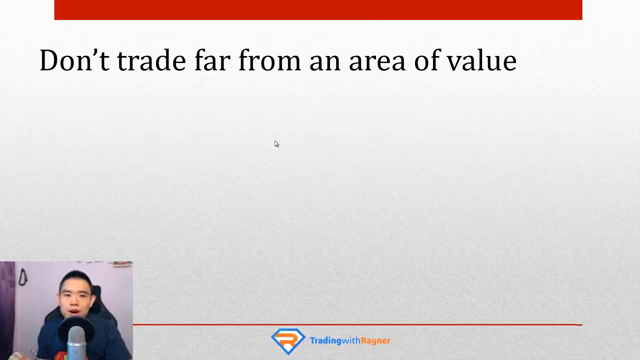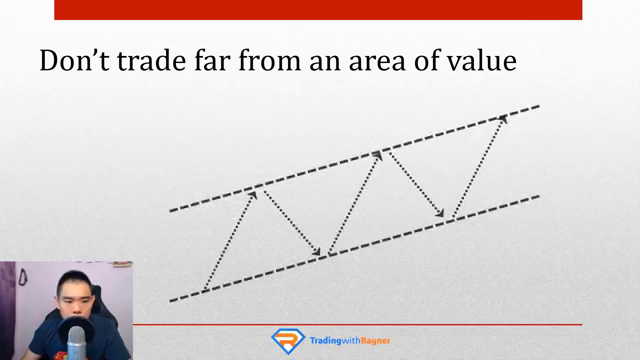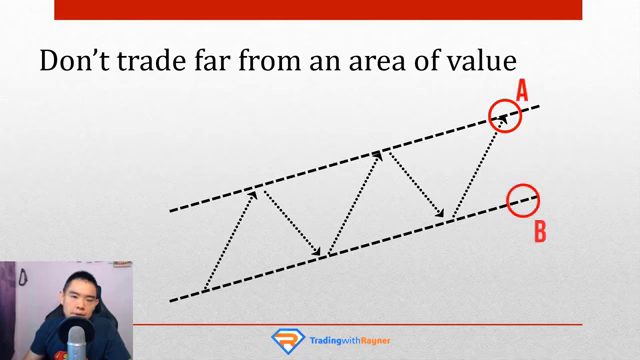don't trade far from an area of value. Let me explain what this means. So let's say, for example, you know that the market is in a trend channel like this, and clearly you want to buy since this is in an uptrend. But from the looks of things, do you want to be buying at this point? Let's call this A. Or do you want to be buying at this point? Let's call it B.